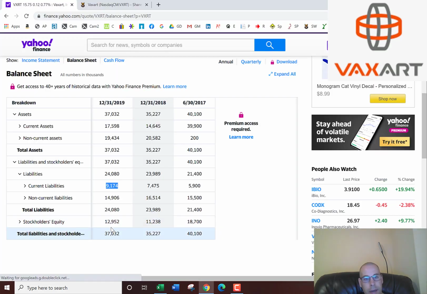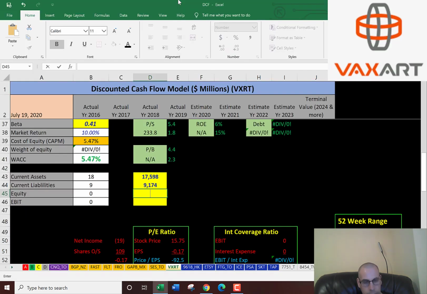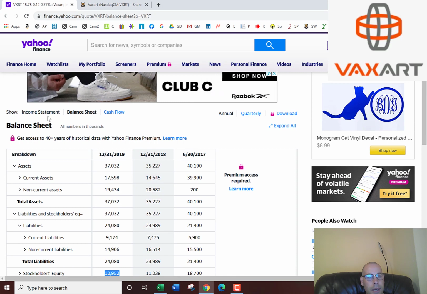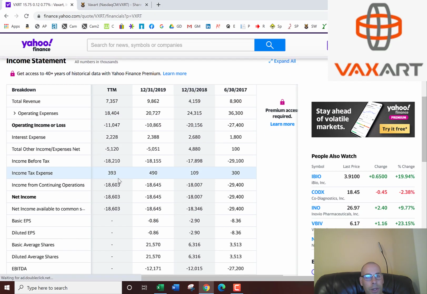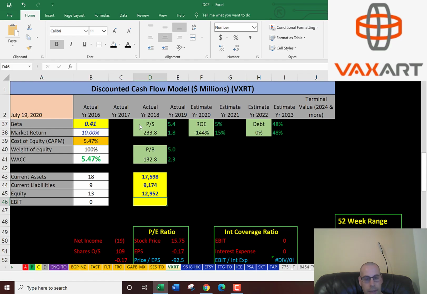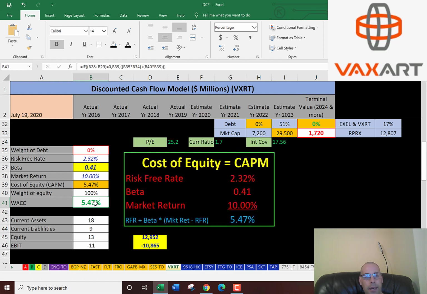Let's get the equity. That's the value of the company according to the balance sheet, and that's $13 million. That's total assets minus total liabilities. And we'll get the EBIT, earnings before interest and taxes. That's operating income on the income statement. That's negative $10.9 million. So their weighted average cost of capital, which is their discount rate, is 5.5%. And that's just using the capital asset pricing model to figure that out.